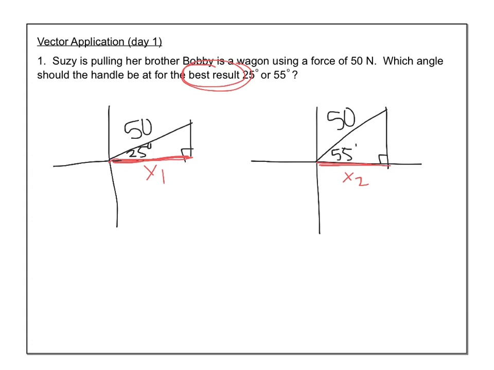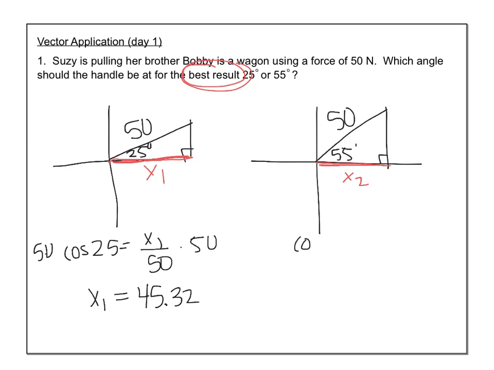So since we're looking for x, we're going to use cosine. It's going to be cosine of 25 equals x1 over 50. Then we multiply by 50 on each side to solve for that horizontal component. And you should get that the horizontal component is 45.32.